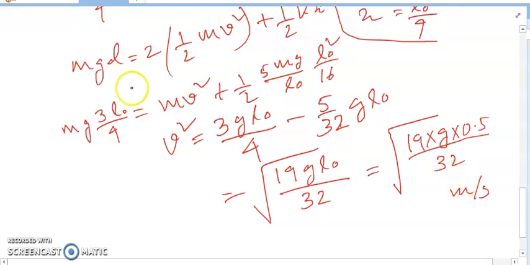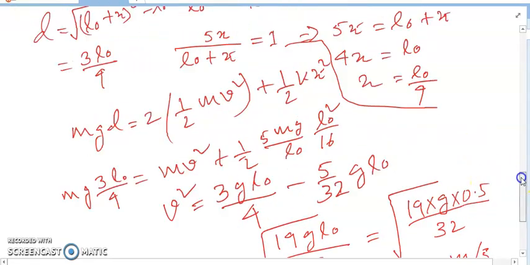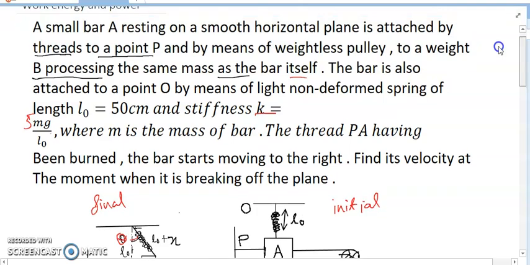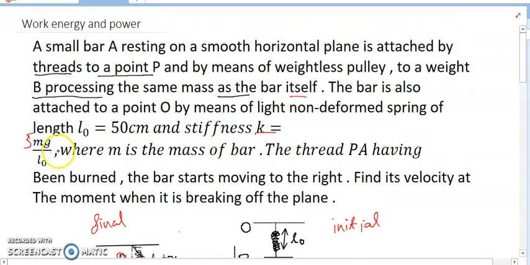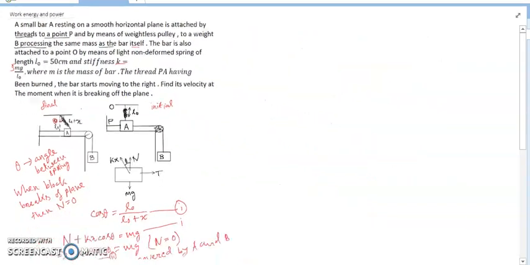I hope I have cleared this total concept. The problem is very understanding-based, and in here it is wrong: it is 5 mg divided by L0. Please check the total work, because total work is important to check. Thanks for watching.